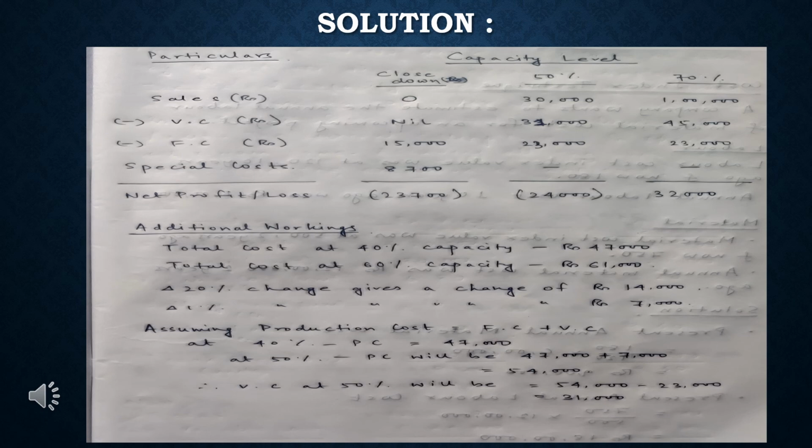In my opinion, if you ask me students, the organization should bear that particular loss of 300 to earn the profit of 32,000. Here my decision will be that the organization should keep operating and should wait for the profit increase.